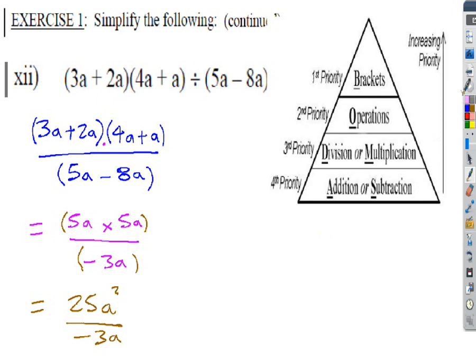And then from the laws of indices, we can cancel the squared on the top with the a on the bottom. That's a to the power 1, of course, there. So that gives us 25a over negative 3. Just bringing now the negative to the top line, that's negative 25a, all divided by 3.